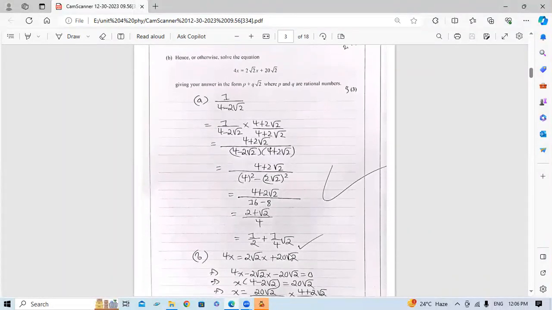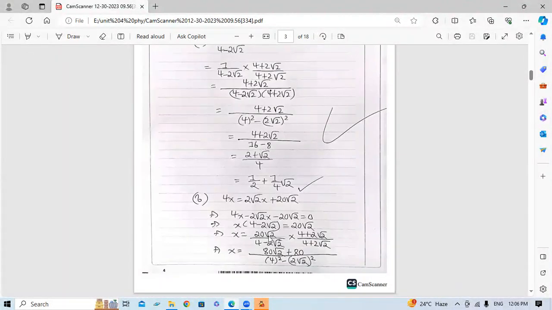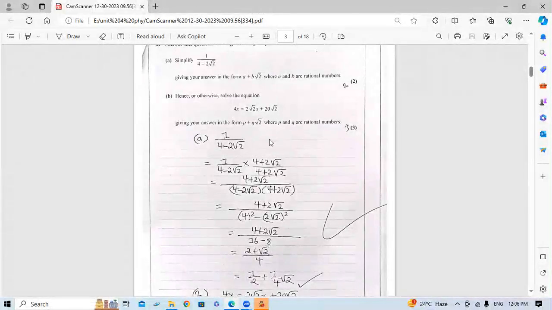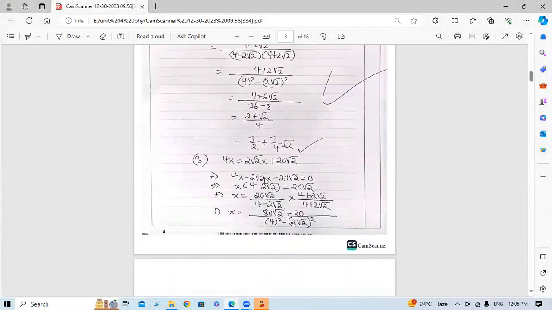Okay. At number 2b, hence or otherwise, solve the equation 4x equals 2 root x plus 20 root 2, giving your answer in the form p plus q root 2, where p and q are rational numbers. So 4x equals 2 root x plus 20 root 2. It's already given in the question. We take 2 root x to the left-hand side: 4x minus 2 root x minus 20 root 2 equals 0. So x into (4 minus 2 root 2) equals 20 root 2. x equals 20 root 2 divided by 4 minus 2 root 2.